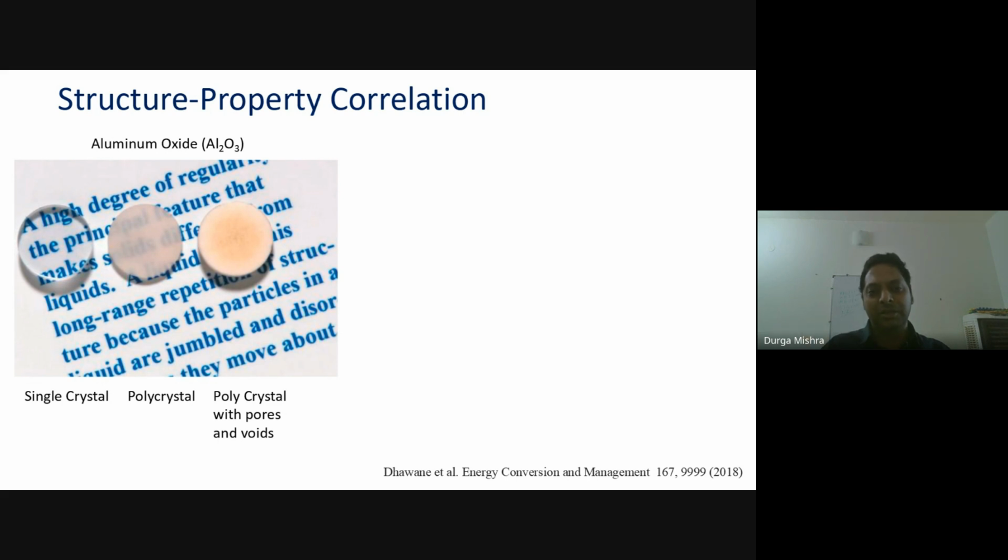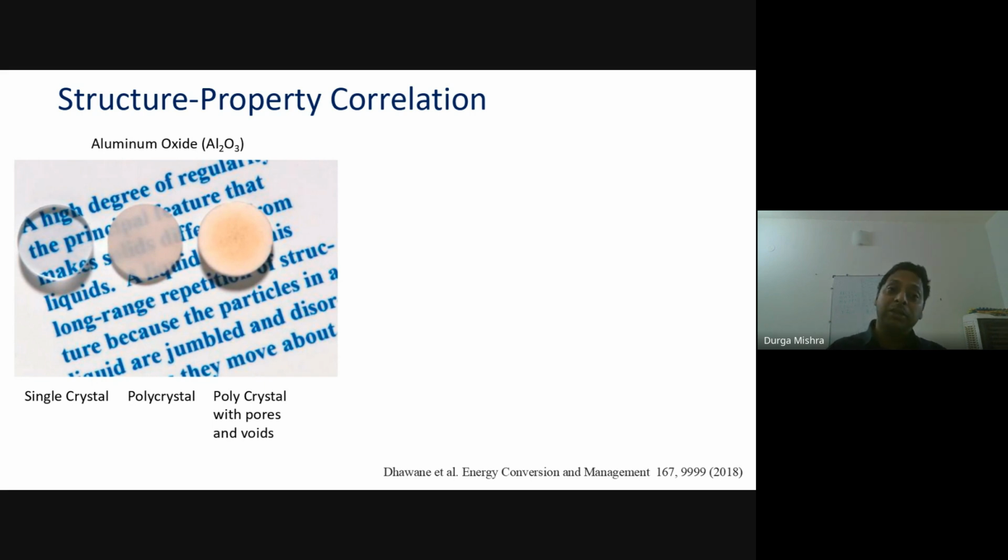And on the third disk, you see nothing. It is completely blocking all the light, so you see nothing underneath. It is basically opaque. But all three materials are the same. This is aluminium oxide, Al2O3, the same aluminium oxide in all three cases. But why is one transparent, the other one semi-transparent, and the third one opaque?